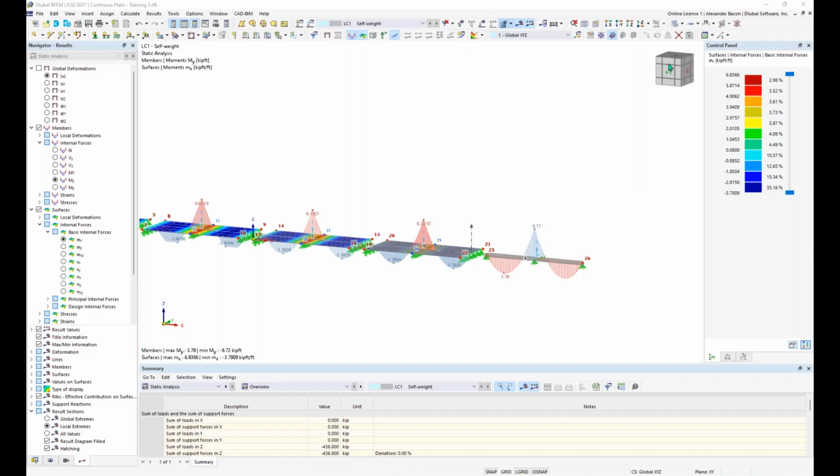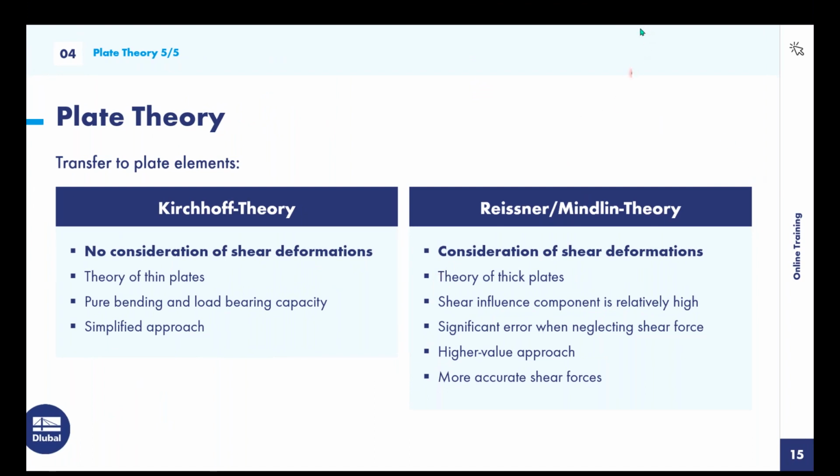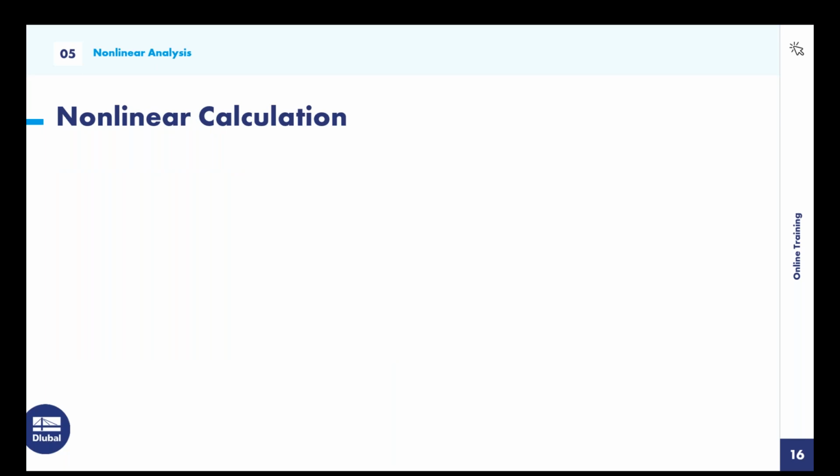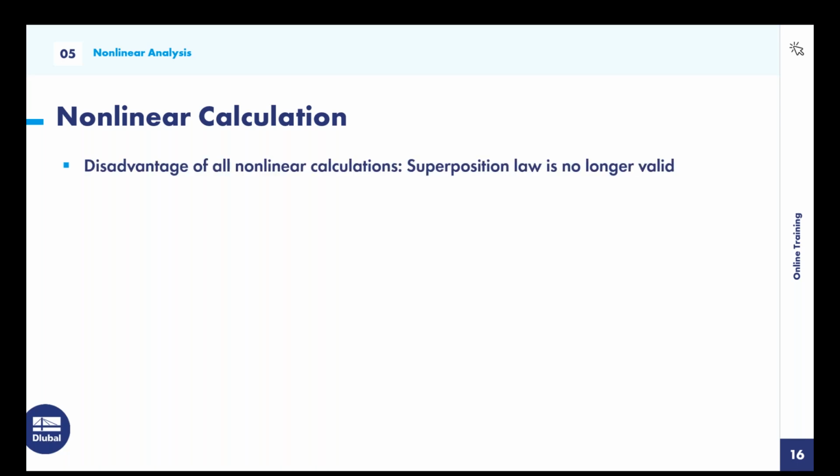Okay, so hide that. And now we want to go back to the PowerPoint. And I'm going to go over nonlinear calculations. When it comes to nonlinear calculations, there are some disadvantages. One of the disadvantages is that the superposition law is no longer valid or can be used. So for example, if you're running a second order calculation, such as for load cases or combinations, that would include big P delta and little P delta effects, you wouldn't be able to add those load cases or combinations together because it is a nonlinear calculation. The program would give you an error if you did that.